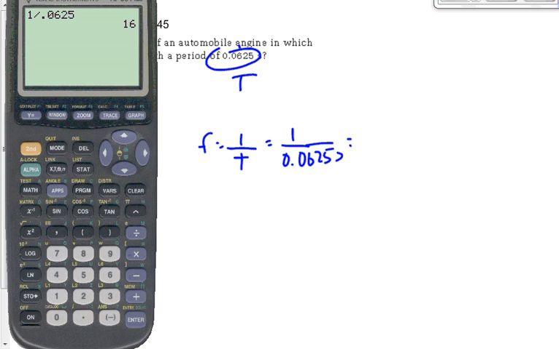There's actually a bit of a quicker way, though. Has anybody ever tried this on the calculator?